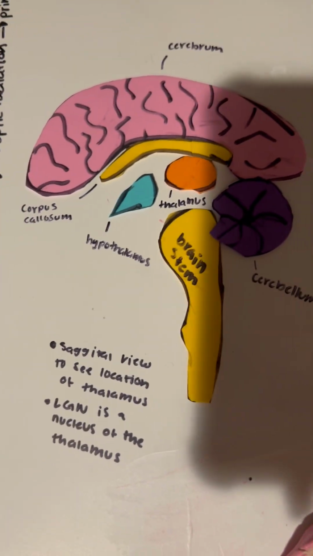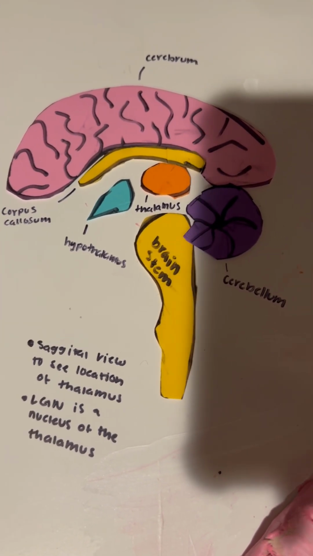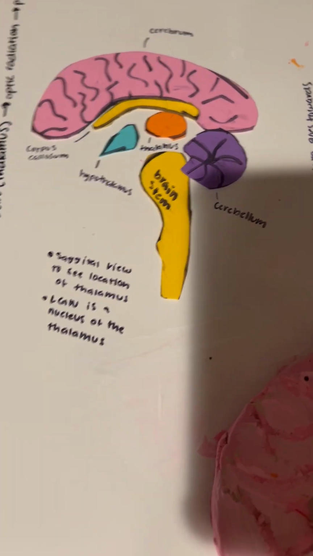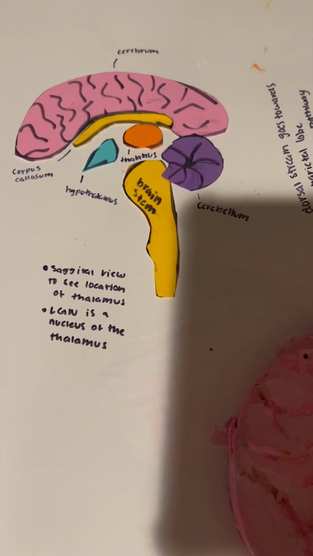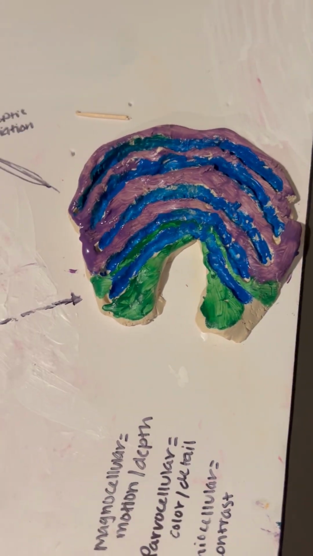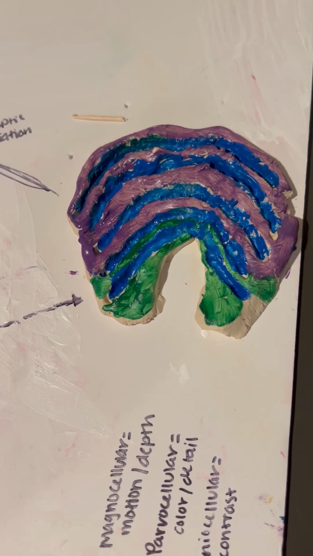And then for a better view of it, I also made a little sagittal view, so you can see where we are in the brain compared to the relative location of other things like the hypothalamus or the corpus callosum. And then I zoomed in on the lateral geniculate nucleus because it's actually very detailed.